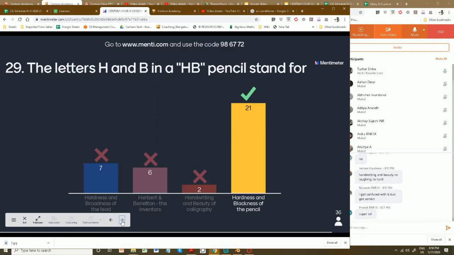Handwriting and beauty, I am laughing. Right? Handwriting and the beauty of calligraphy. Maybe people can think like that. Okay, next.